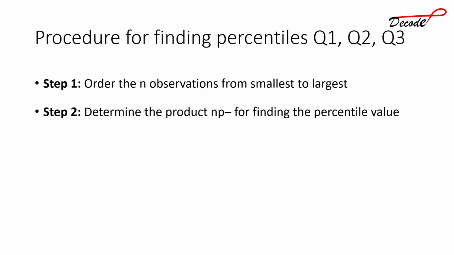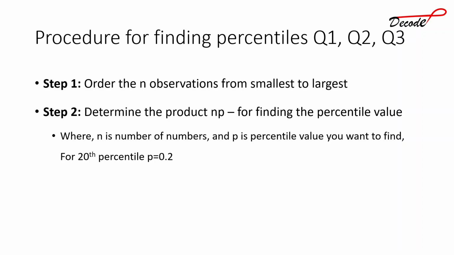If I want to find the 25th percentile, the P value will become 0.25. So here N is the number of values and P is the percentile value you want to find. For the 20th percentile, P becomes 0.2, for the 35th percentile, P becomes 0.35. Likewise, for the 50th percentile, P becomes 0.5.